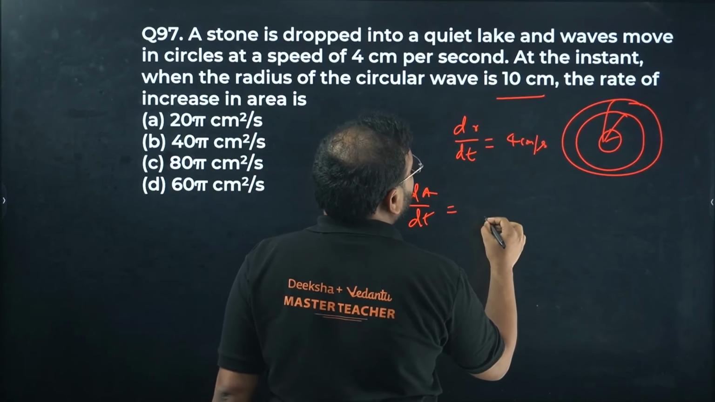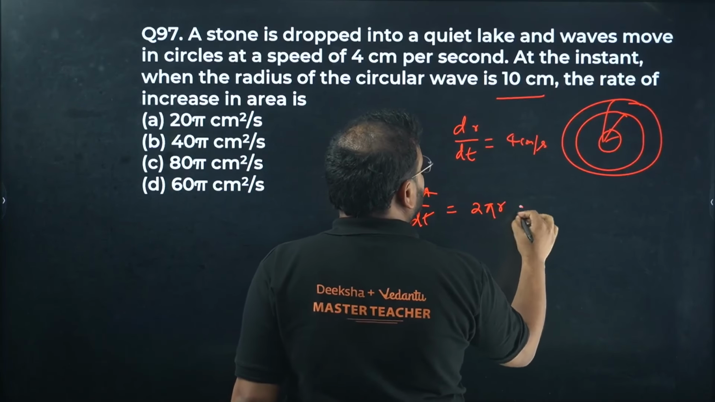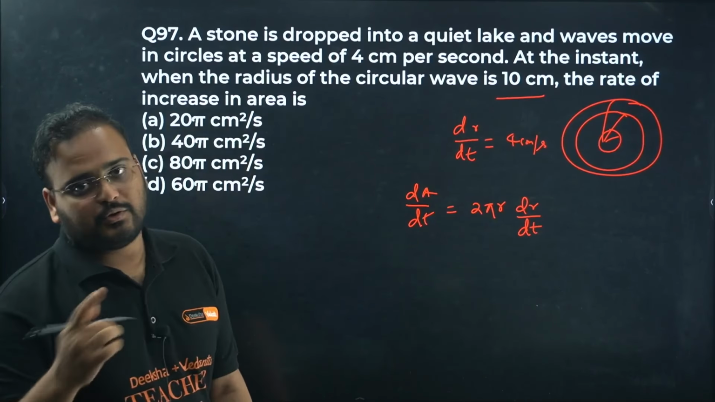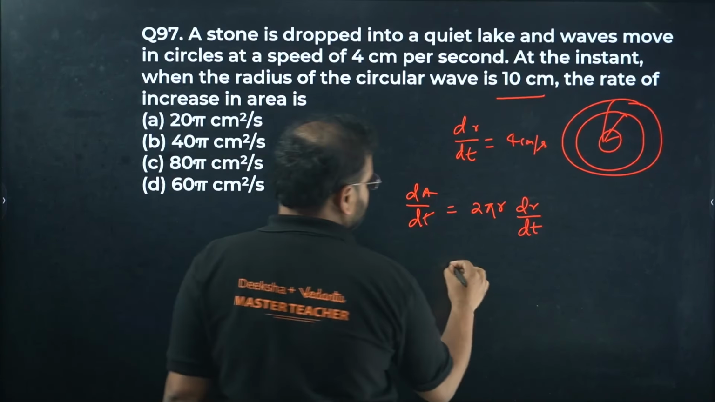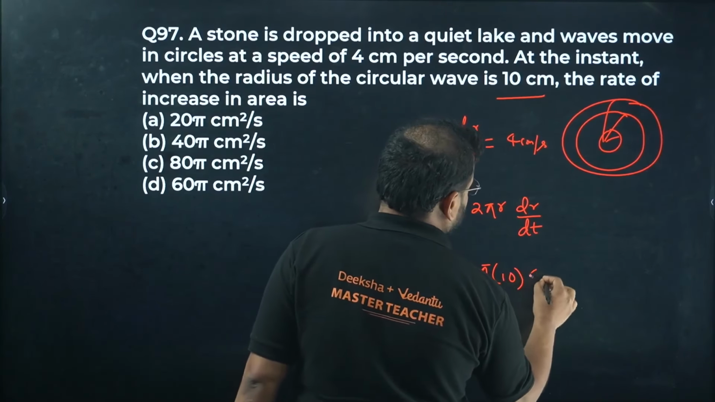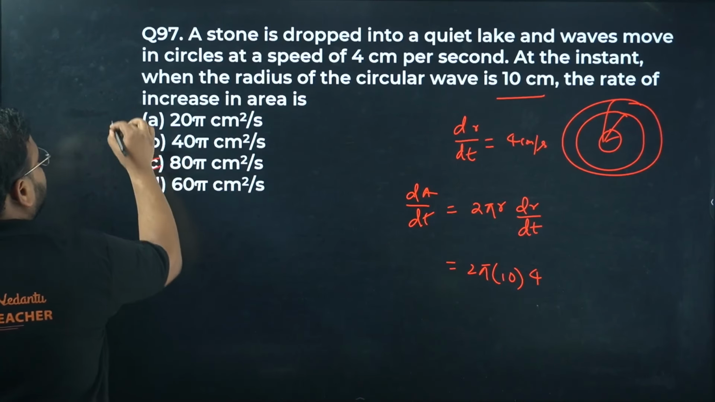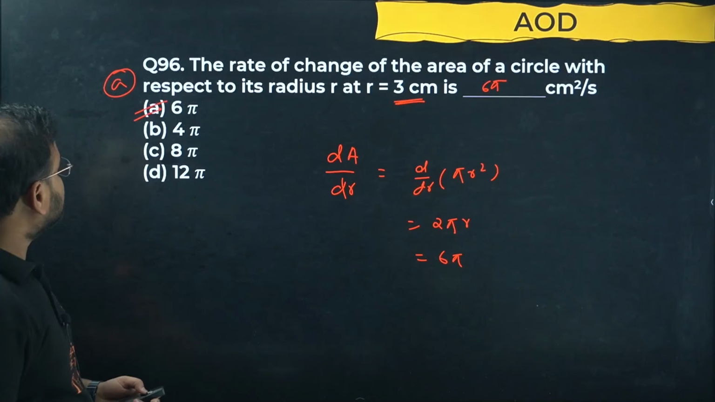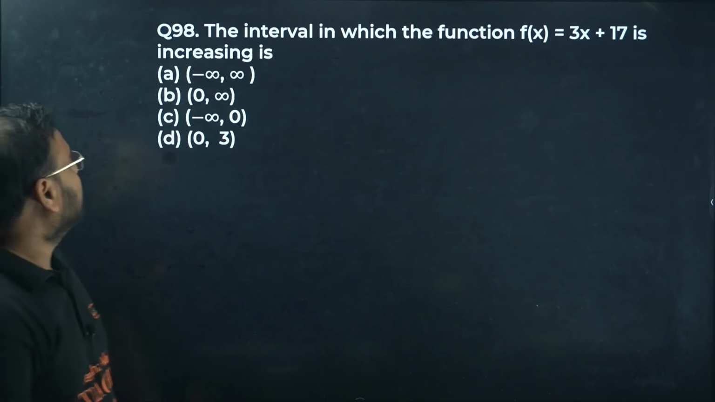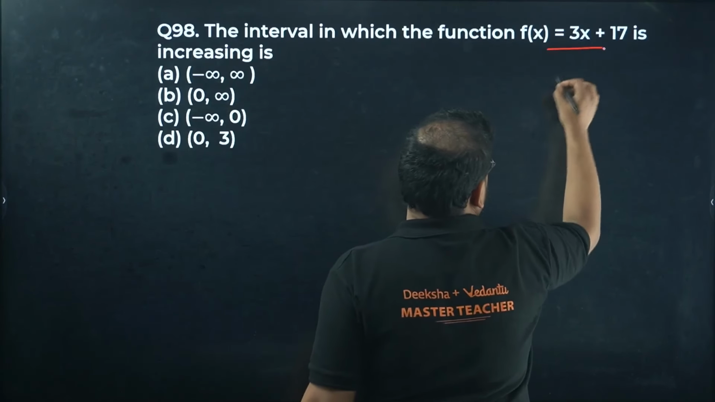To differentiate what? Differentiate area means pi r square, so we will get 2 pi r and dr by dt because it is with the variable t. So you have to use the chain rule. So 2 pi, r value is what? 10. This value is what? 4. 4 into 2 is 8 into 10. 80 pi centimeter square per second. Option is C. 96 is A. 97 is C. Got it? Next one. 98. The interval in which the function f(x) is increasing. Check here.